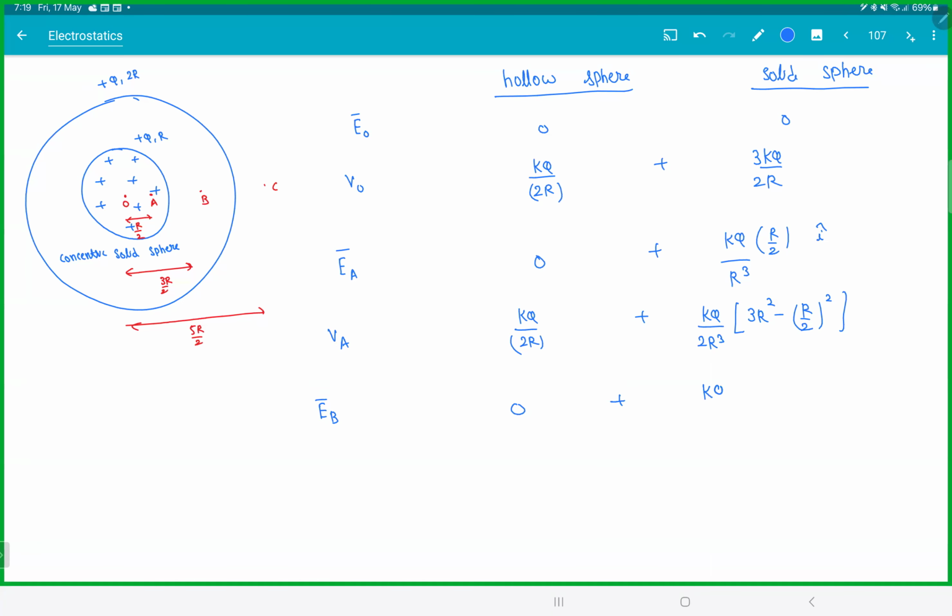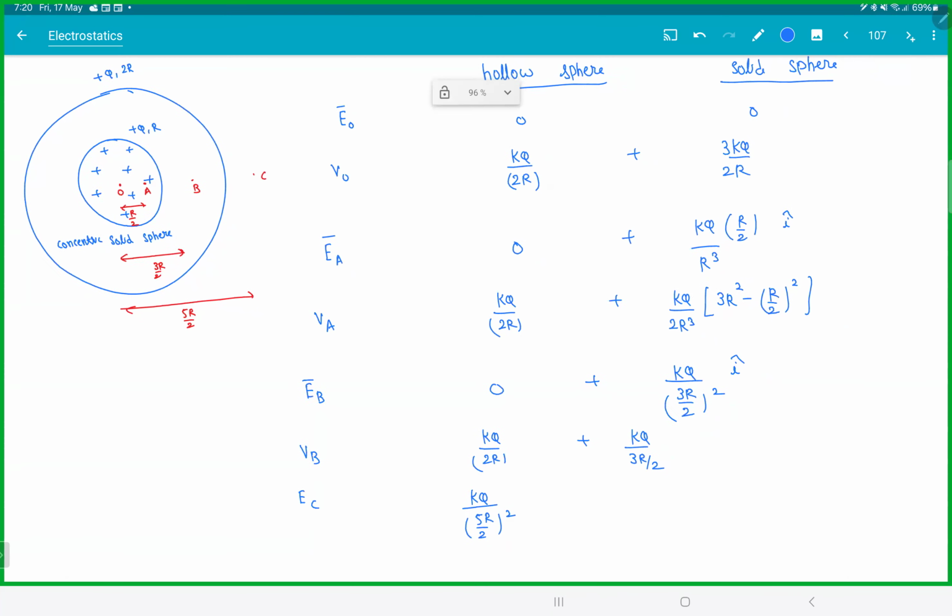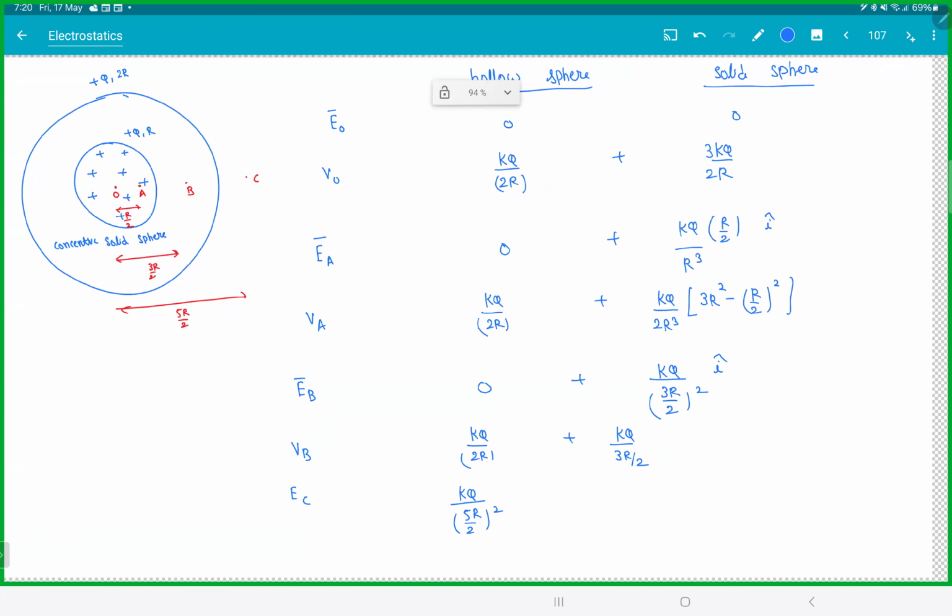So E_B, this guy is 0, luckily. This guy is kq by 3r by 2 whole squared. Again, direction is i cap. V_B, this guy is still inside. No, this guy is outside. So kq by 3r by 2. Finally, this thing will have kq by 5r by 2 whole squared. This also will be kq by 5r by 2 whole squared.